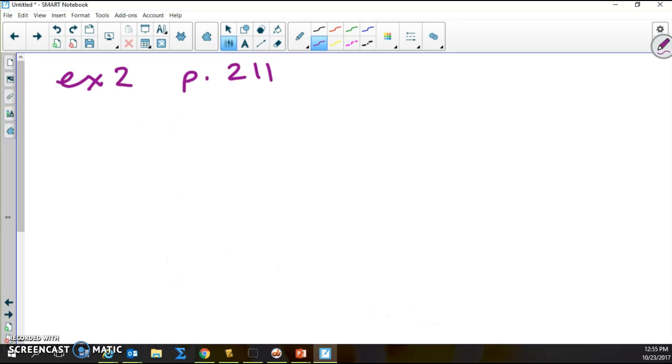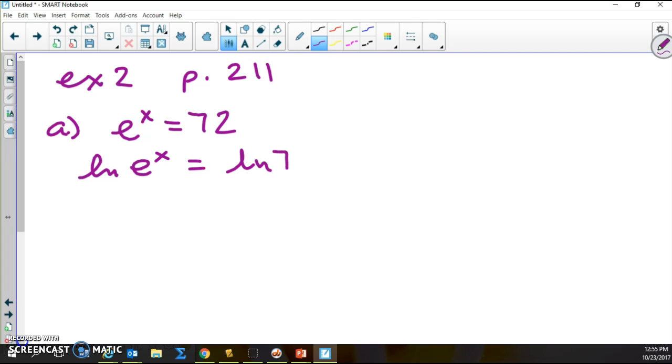We're now at the top of page 211. Example 2, solving exponential equations. The first one, part A, gives us e to the x is equal to 72. And we can see that what they've done is taken the natural log of both sides, natural log of e to the x. They've used the inverse property. They've got to take the natural log of 72 on the right-hand side. Same thing, both sides. e to what power is e to the x? Inverse property, that's just x. Then the natural log of 72, on the calculator, is approximately 4.28, and we can check that.